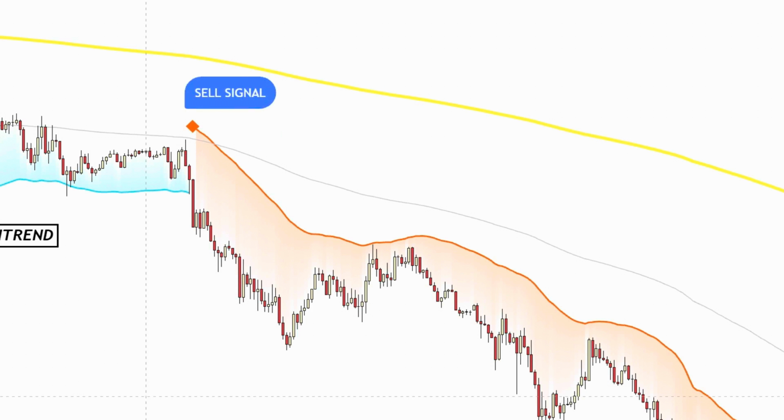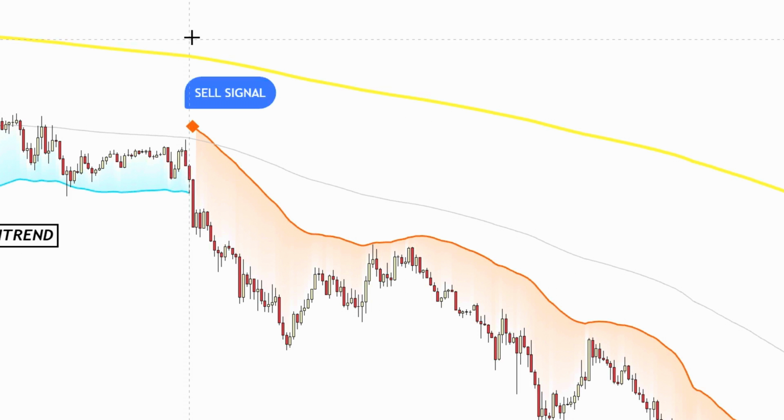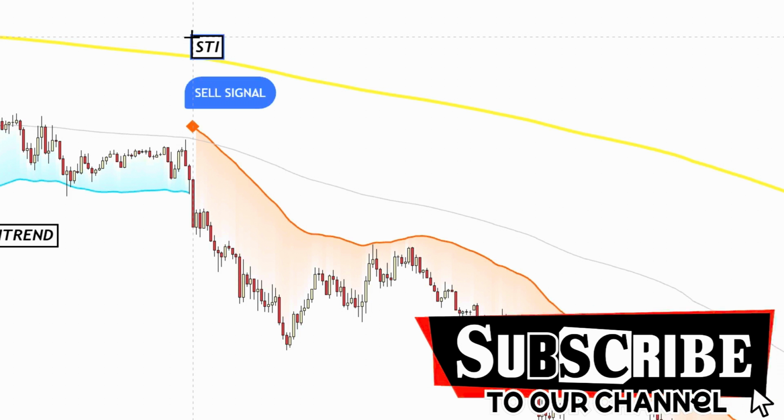So once you've got both of those working together, here's how the actual entry builds. First, direction. You check where price sits relative to those two EMAs. Above both, you're only looking for buy signals. Below both, you're only looking for sell signals. That's non-negotiable. And that's the whole trend following part of this strategy.